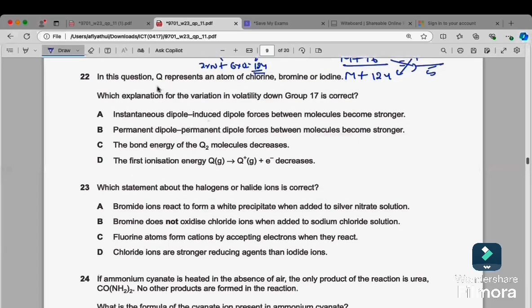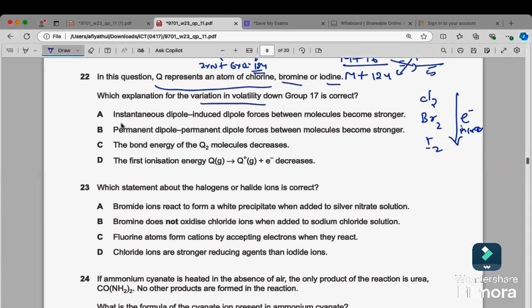Question 22. In this question, Q represents an atom of chlorine, bromine, and iodine. Which explanation of the variation in the volatility down group 17 is correct? If you see the chlorine on the top, followed by the bromine, then we have iodine, and the electron number increases as you go down the group. So as the electron number increases as you go down the group, the instantaneous dipole, induced dipole forces between the molecules become stronger.